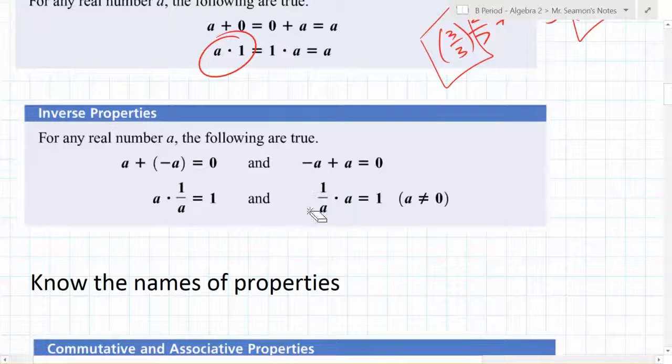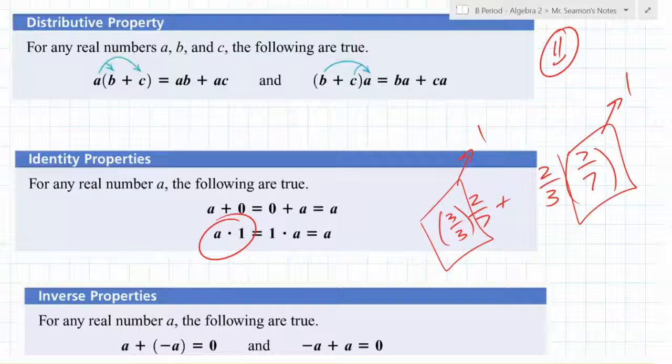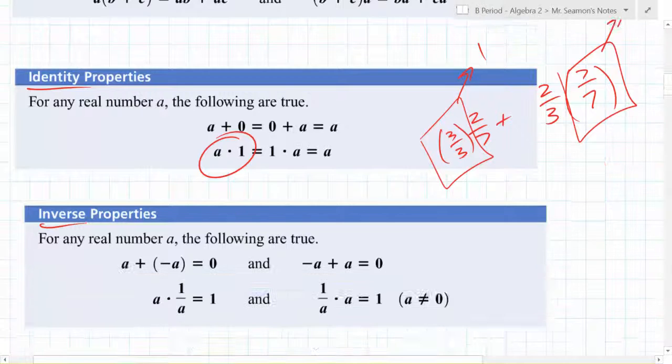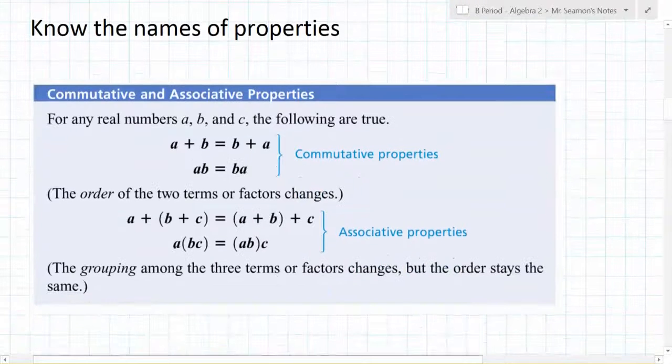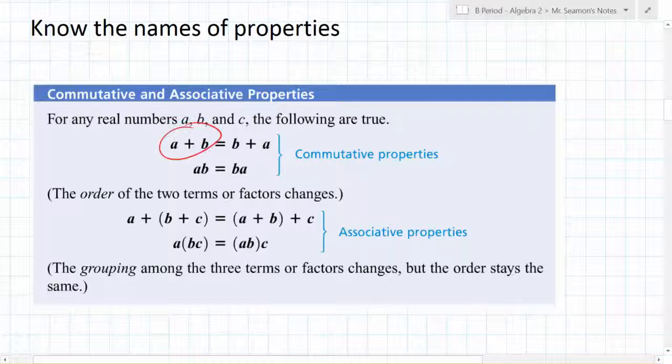The only thing I really want you to focus in on so far is what the names of these properties are. You've probably seen and worked with them before, but knowing the words distributive, identity, and inverse, those are 3 important words to know. In terms of what else you see things like this: commutative and associative. Commutative properties, does it matter what order you add things in? No. It doesn't matter what order you multiply things in.